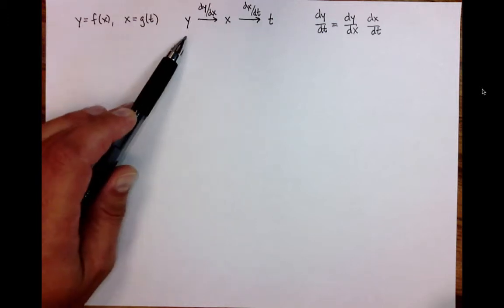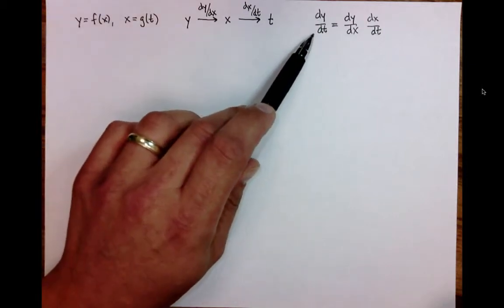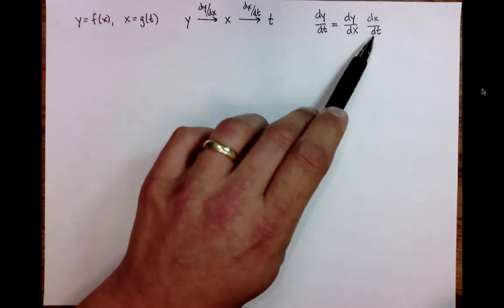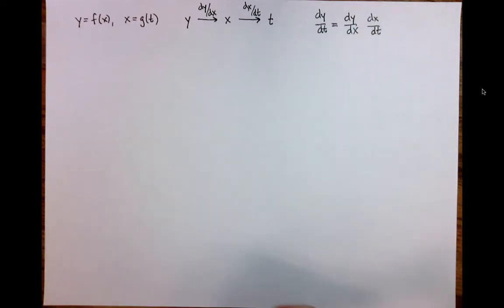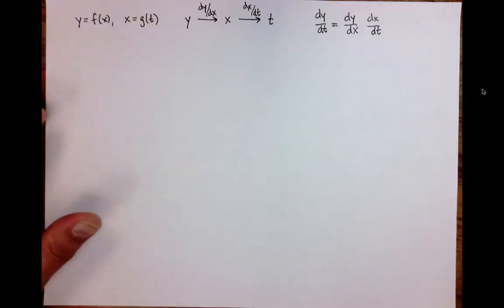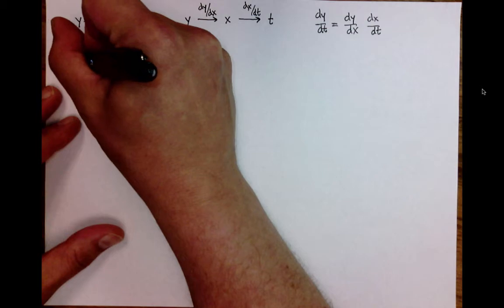So if I want to go from the beginning all the way to the end, what's dy dt? Well, it's the product of those two, dy dx and dx dt. And the reason we like this notation is that it suggests that the dx's cancel out. Now with multiple variables, it gets more complicated, but we can use similar ideas.